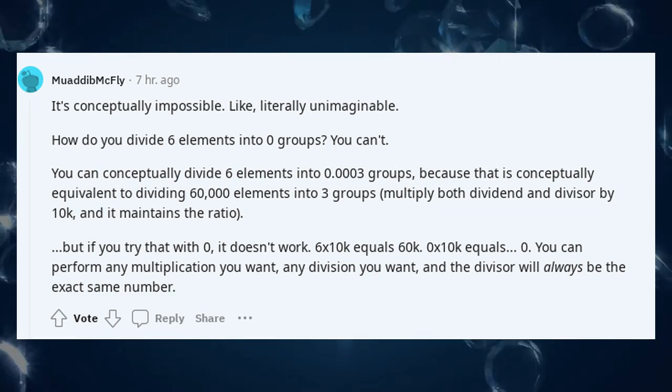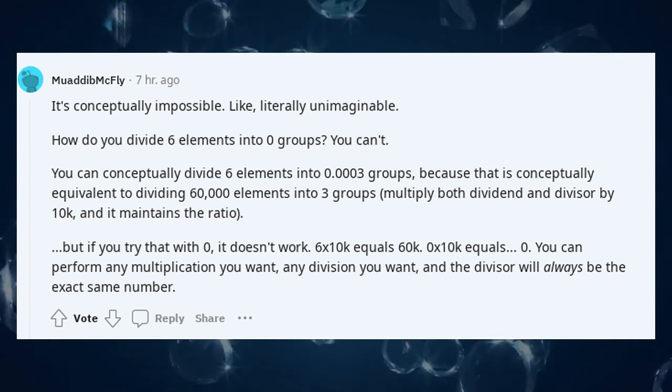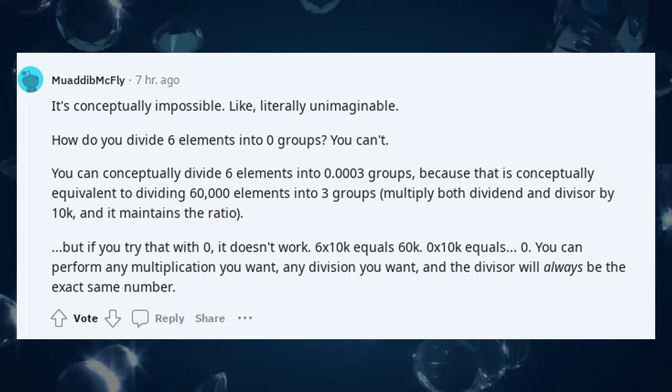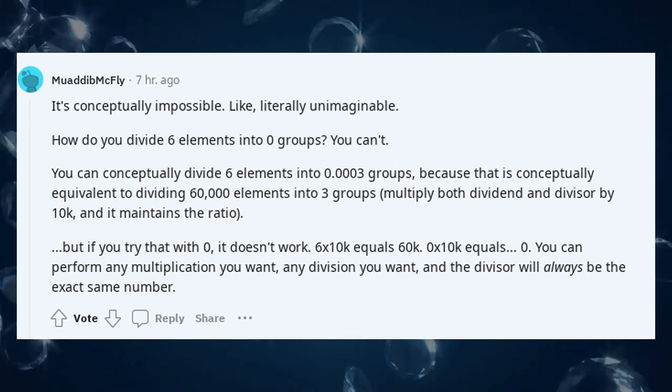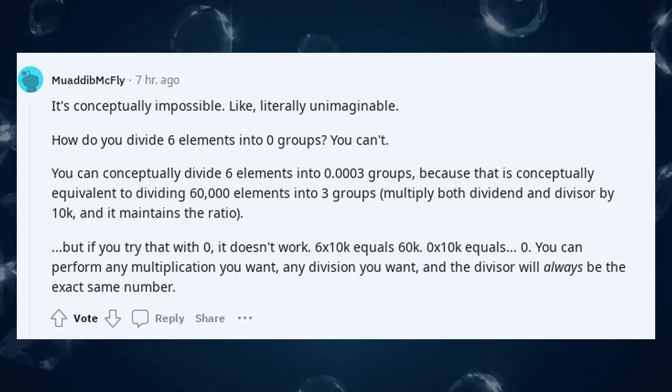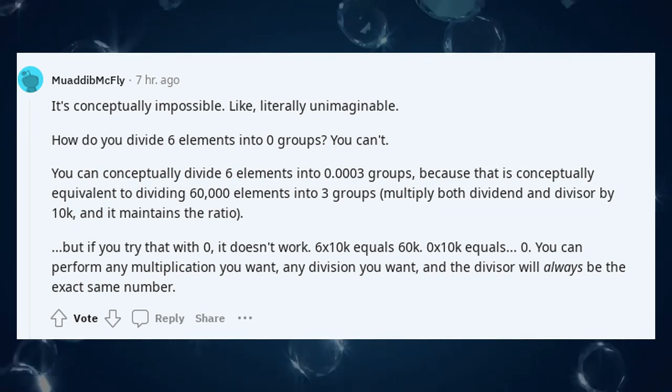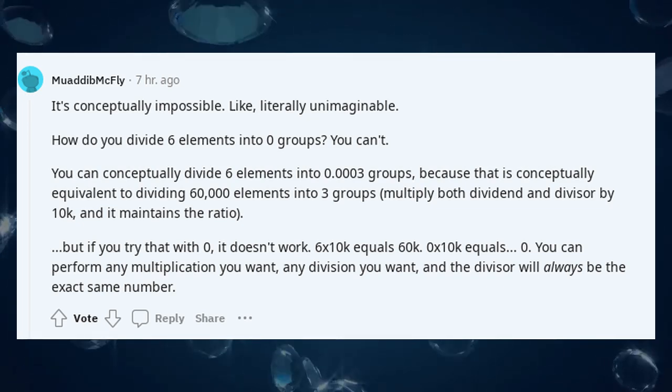But if you try that with 0, it doesn't work. 6 times 10k equals 60k. 0 times 10k equals 0. You can perform any multiplication you want, any division you want, and the divisor will always be the exact same number.